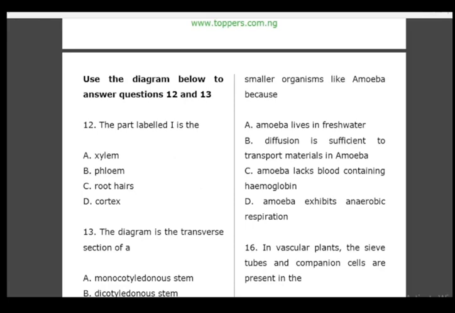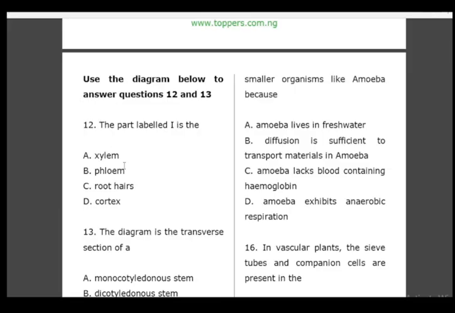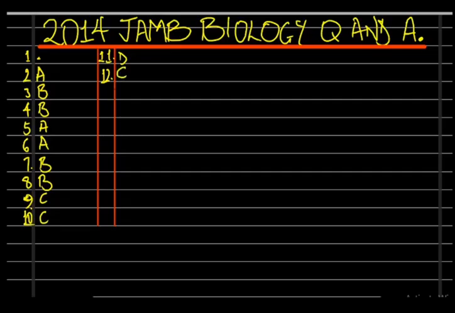The part labeled Roman numeral 1. So let us see what is that. This is Roman numeral 1. So this part here is what we are talking about. So what is that part called? Xylem, phloem, root hairs, or cortex? And that is option C, which is the root hairs. So question 12 is option C. And then we have 13.